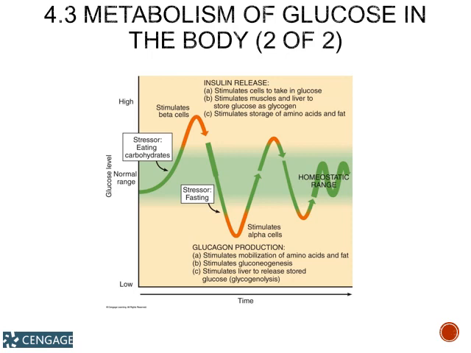At a certain point, the pancreas will be stimulated, specifically beta cells of the pancreas, and they will release insulin. Insulin is a hormone that signals the body to store glucose. Not only glucose, but also amino acids and fat. Insulin also stimulates the muscles and the liver to store glucose as glycogen. So a number of things happen.